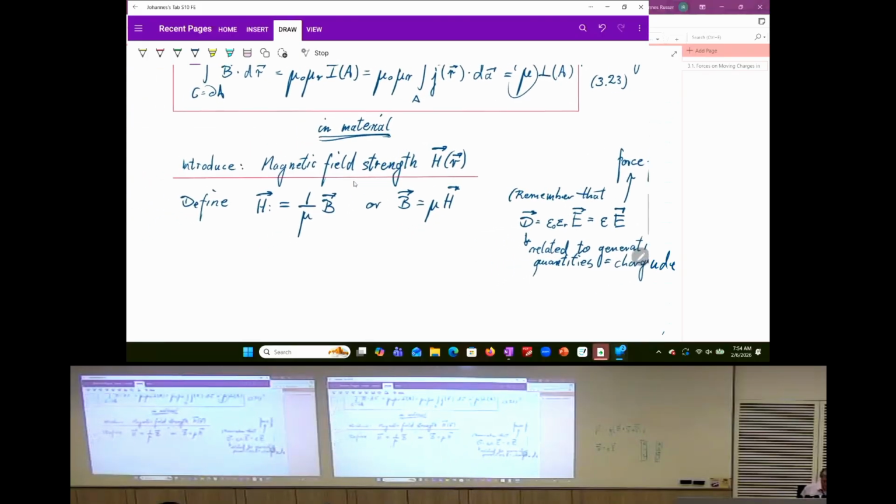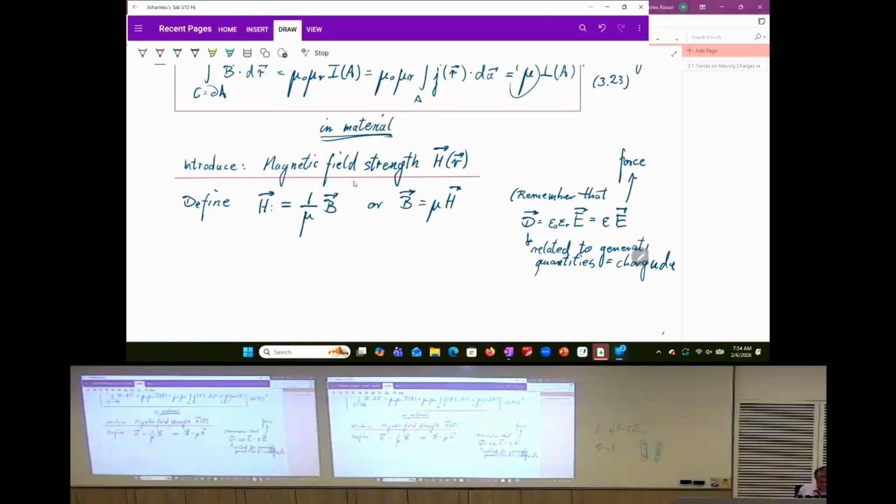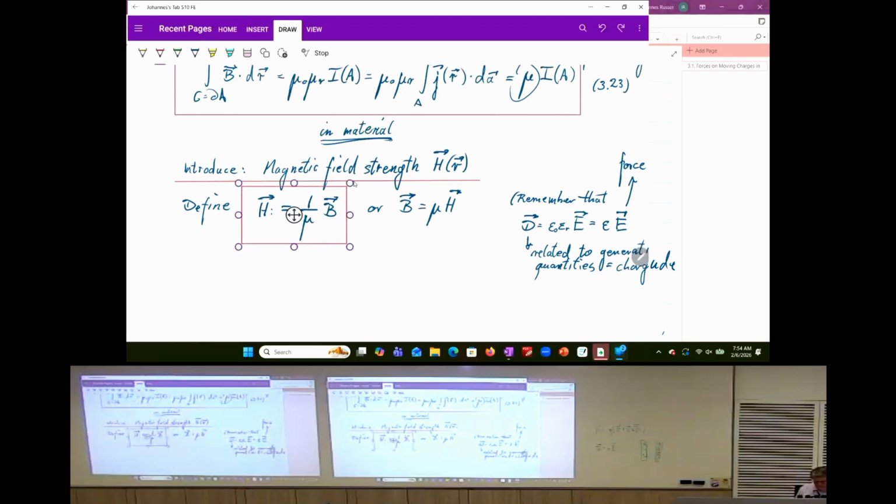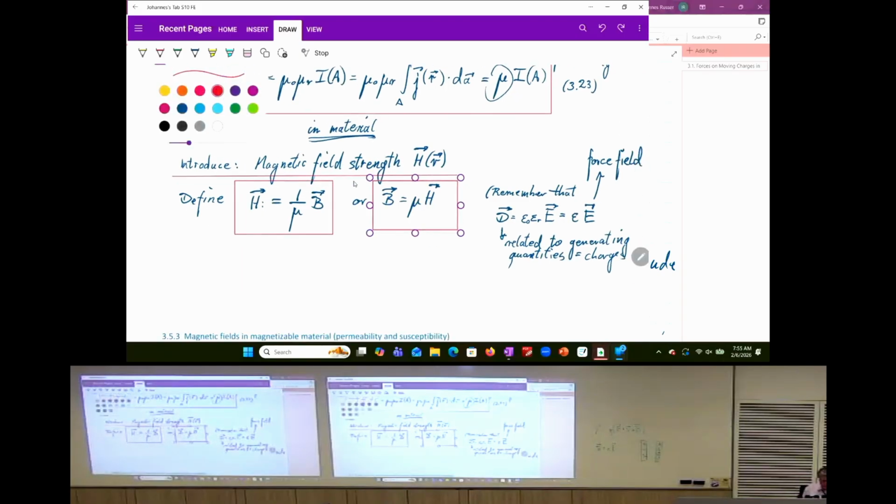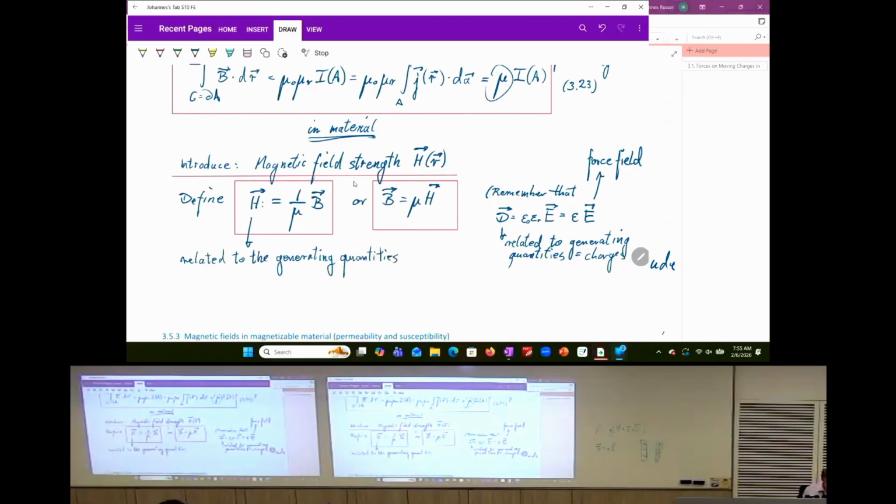If you, however, compare that now, we have the magnetic field strength H, and we have the magnetic induction. It is the field strength that is actually related to the generating quantity or quantities. That would be either your current density or your current as a whole.